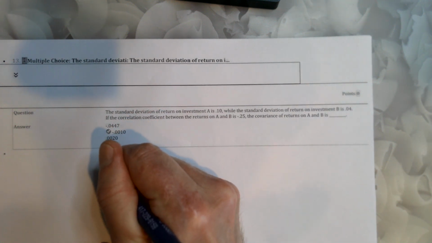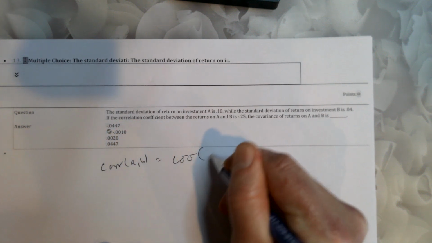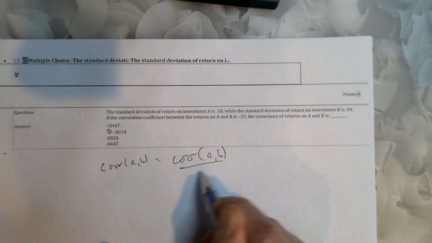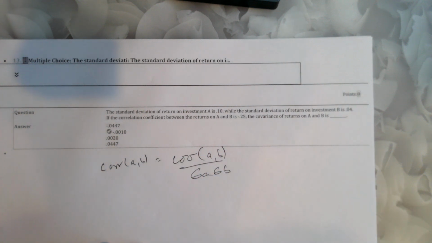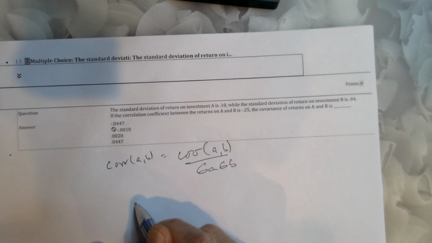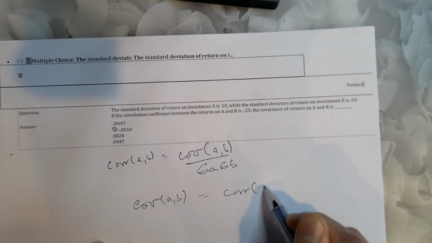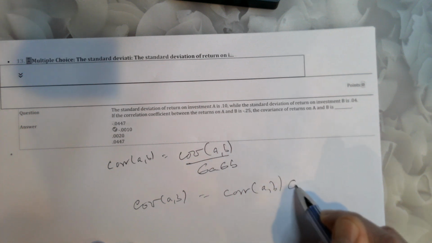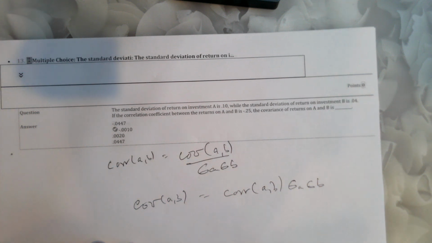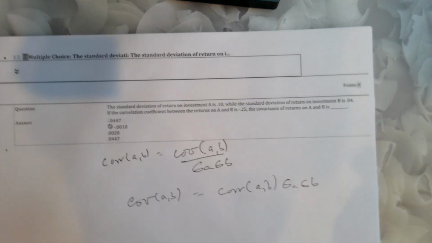Well, if we remember back, the correlation of A with B is equal to the covariance of A with B divided by standard deviation of A, standard deviation of B. I'm just going to multiply both sides by standard deviation of A and standard deviation of B in order to get, and I'm going to swap sides here so don't freak out, covariance of A with B is equal to correlation of A with B times the standard deviation of A times the standard deviation of B, which is what we were using for our substitution earlier.